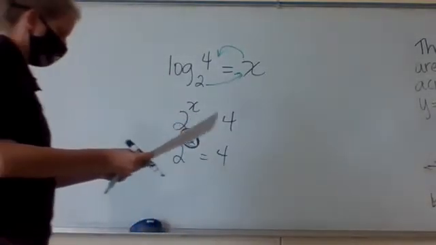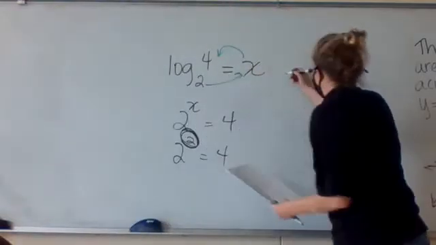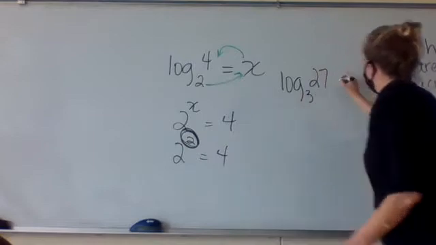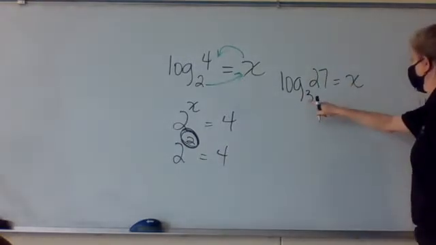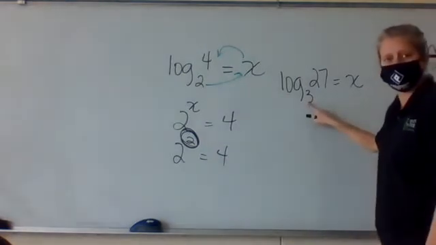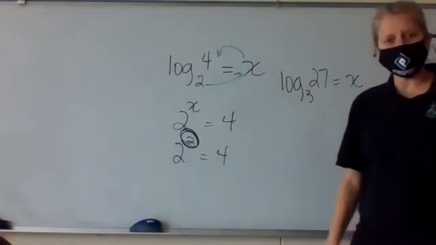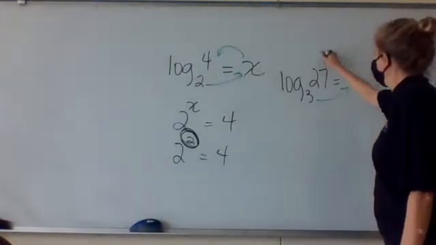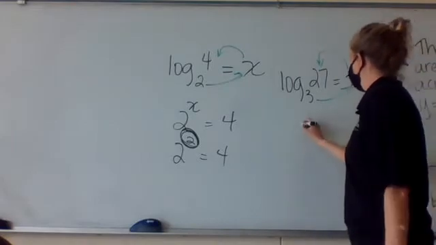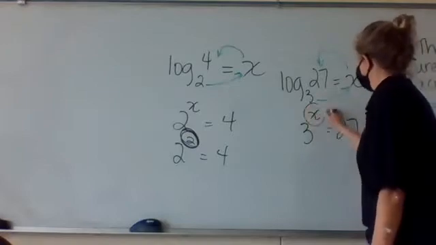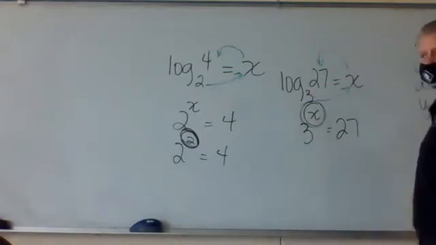Same thing on number 3. Log base 3 of 27. Again, what is the logarithm? What does this equal? What do you need to raise 3 to, to turn it into 27? So let's see, 3 to what power equals 27? Looking for the missing exponent.